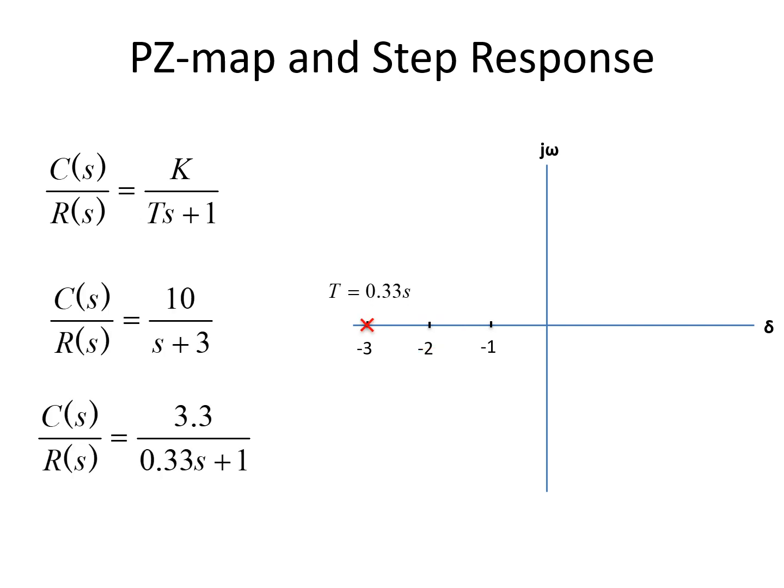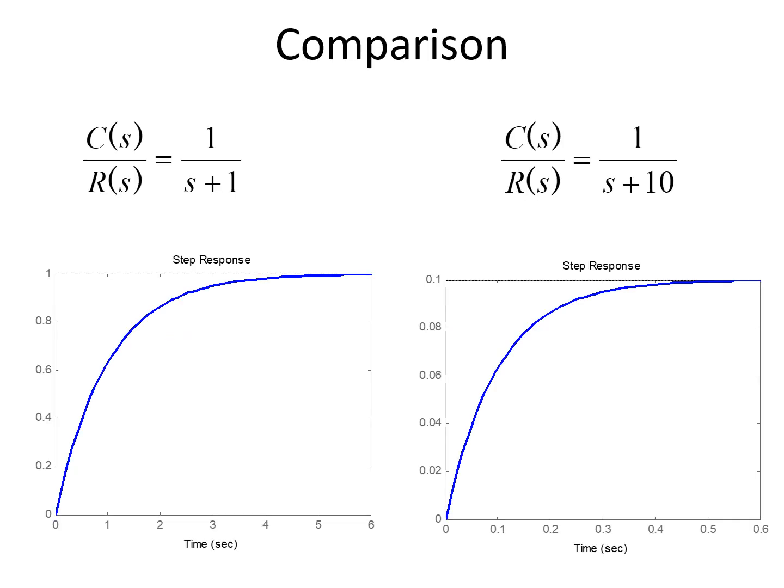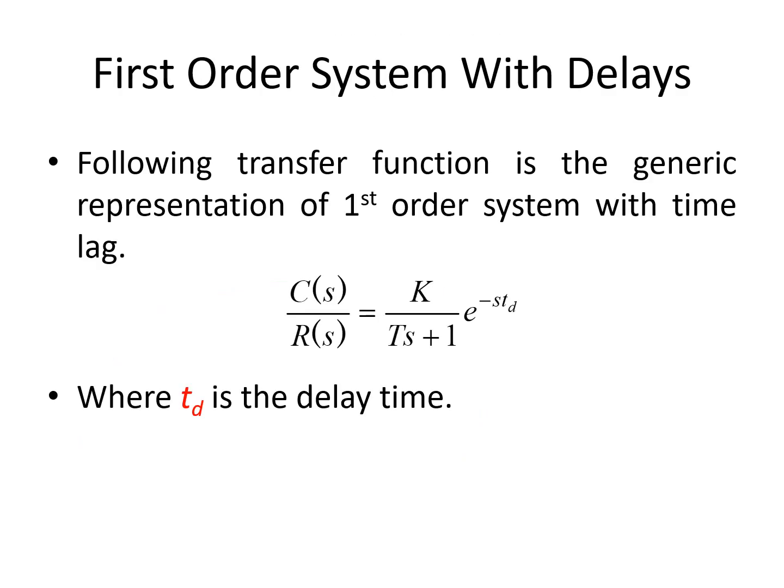Few more examples are shown in the similar way. So we have s plus 3 here. I have a pole here with the time constant as 0.33 seconds after simplification. So this is the comparison of the step response for the two examples. If you can observe here which one is reaching the steady state early, the second one is reaching the steady state early.